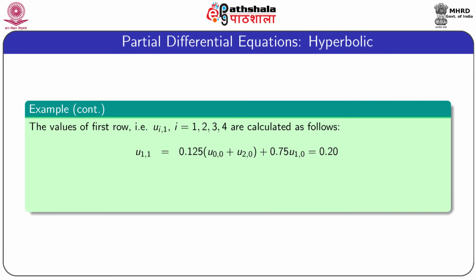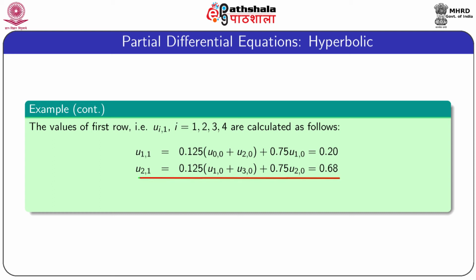Now the values of the first row, that means the values of u(i,1) for i equal to 1, 2, 3, 4 are calculated by the following formula. u11 = 0.125 times (u00 + u20) + 0.75 u10. By substituting the values of u00, u20 and u10, these are the initial values, we obtain the value of u11 equal to 0.20.